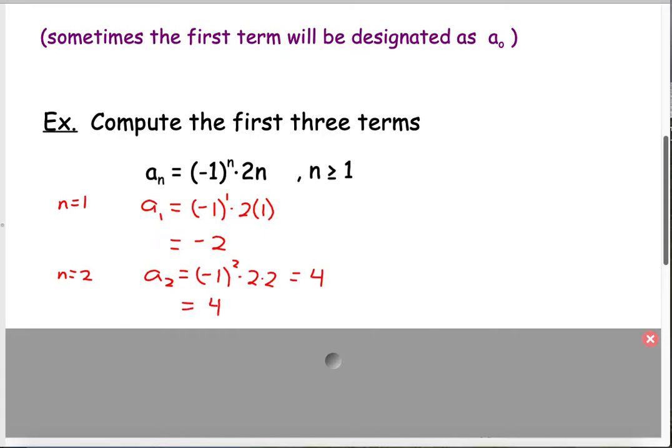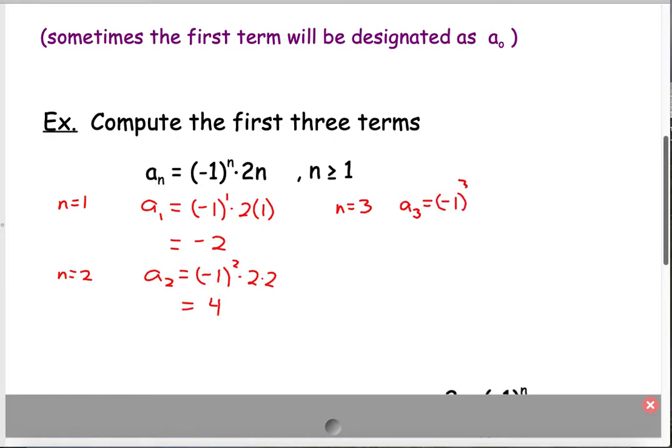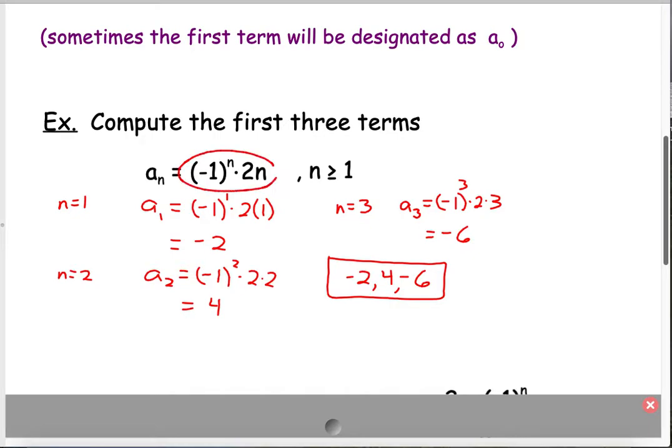Maybe I'll write it over here. Alright, and then finally this said the first three terms. I'm running out of space. So then I'm going to say n equals 3, and that'll define a sub 3, the third term. And that's (-1) to the third, which will be -1, times 2 times 3, which is 6, so we'll get -6. So the first three terms are -2, positive 4, -6. And you notice it has a nice pattern there. We're multiplying by -2 each time to get to the next value. And that's basically what this definition is telling us.